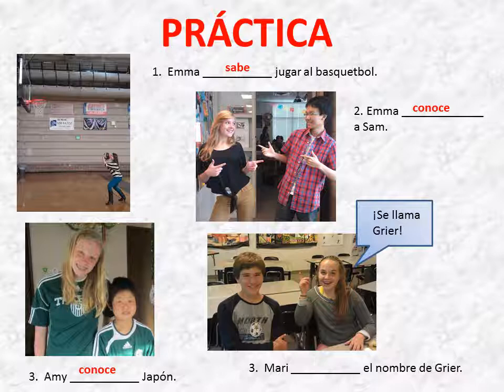Mari, the girl in the bottom corner, sabe el nombre de Greer. She knows Greer's name. So this is information. She actually knows what his name is. We're not talking about her knowing him personally, but she knows his name. Se llama Greer. So that's the one key you have to look for: does she know the person or does she know a fact about the person?